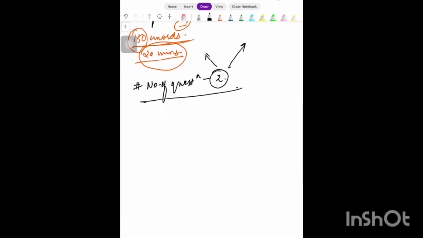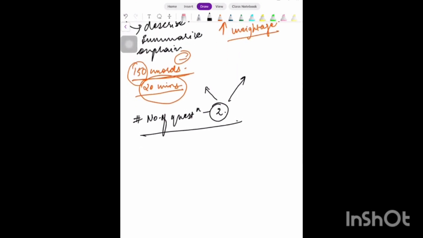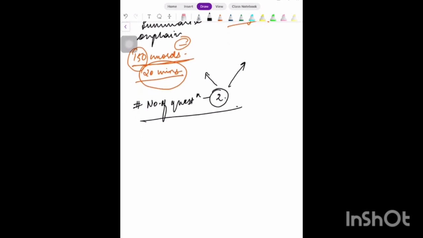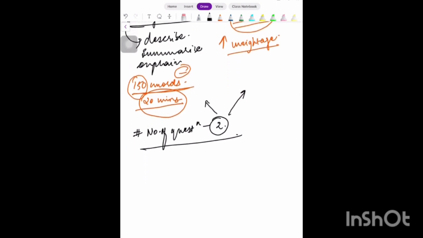Now what are the task types? In task 1 the test taker is asked to describe some visual information, such as a graph, table, chart or diagram, in their own words, and write 150 words in about 20 minutes. In task 2 they respond to a point of view, argument or problem, and write 250 words in about 40 minutes.